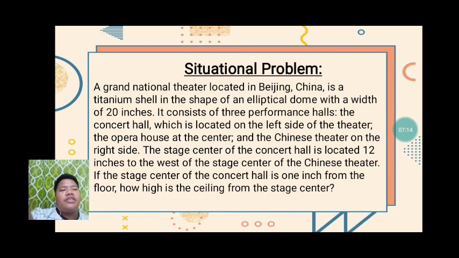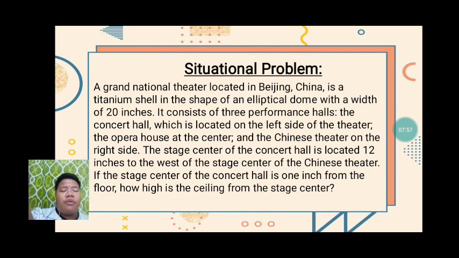Next slide is our situational problem. The Grand National Theater is located in Beijing, China. It is a titanium shell in the shape of an elliptical dome with a width of 20 inches. It consists of 3 performance halls: the concert hall, which is located on the left side of the theater, the opera house at the center, and the Chinese theater on the right side. The stage center of the concert hall is located 12 inches to the west of the stage center of the Chinese theater. If the stage center of the concert hall is 1 inch from the floor, how high is the ceiling from the stage center?